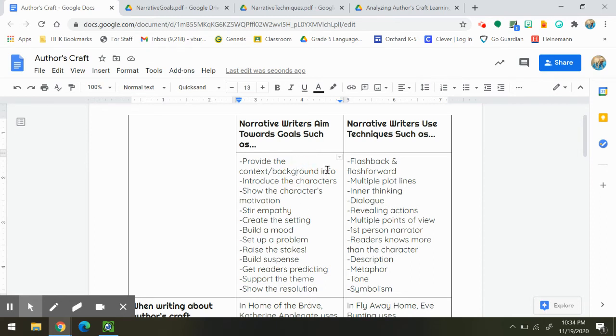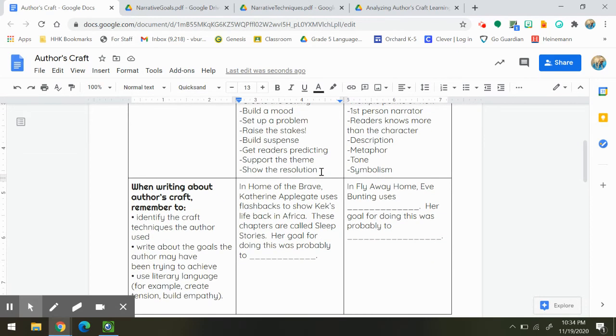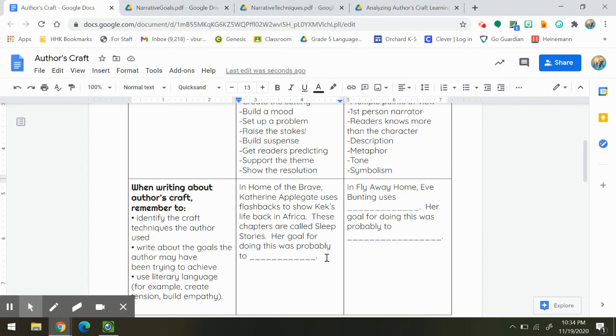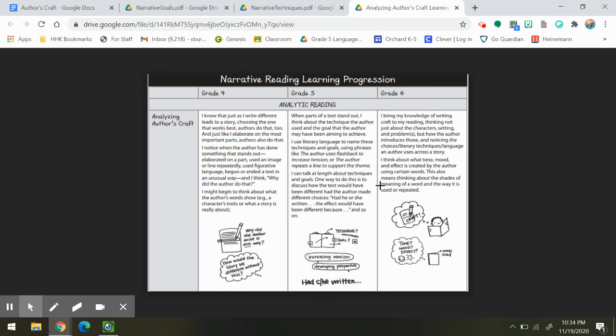I think this is the one I want to talk about, provided the context and background information, right? Because through those flashbacks, we got to understand a lot more about his life back in Africa. So I'm going to write that one here. Her goal for doing this was probably to provide the reader with background information about Keck's life back in Africa. End of sentence.